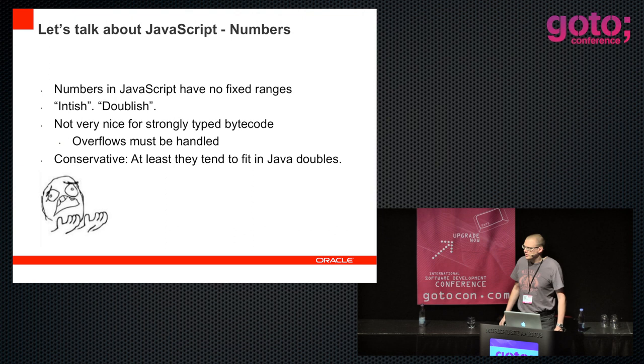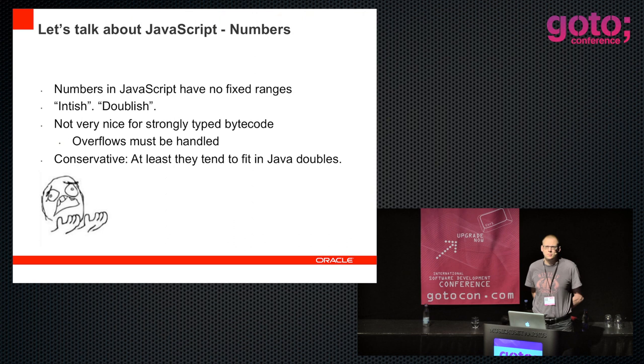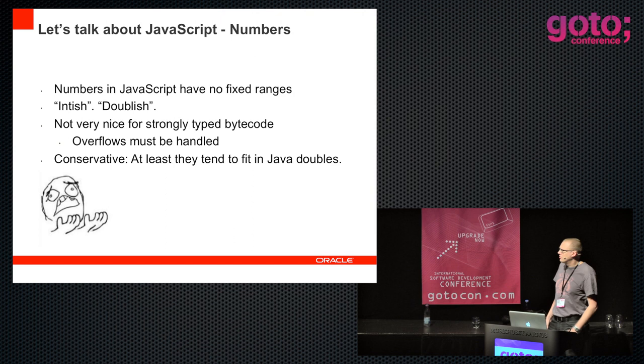Numbers is one of the harder problems if you're trying to do this as bytecode because of strongly typed bytecode and loosely typed JavaScript. A number in JavaScript has no fixed range. It's intish or it's doublish. It's X number of bits. It's really just a number is what you can talk about. You can't say that it's a 32-bit Java int or a 64-bit Java double. And this is not very nice because strongly typed bytecode expects exactly this from you.